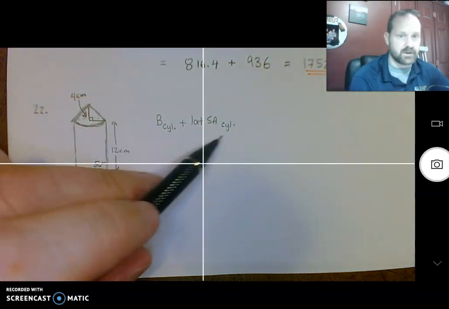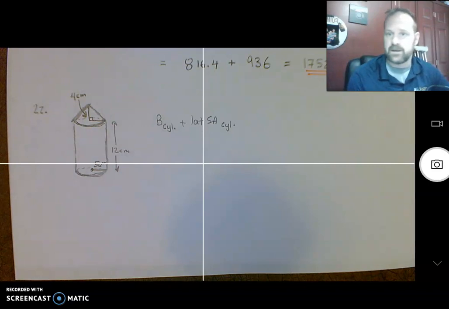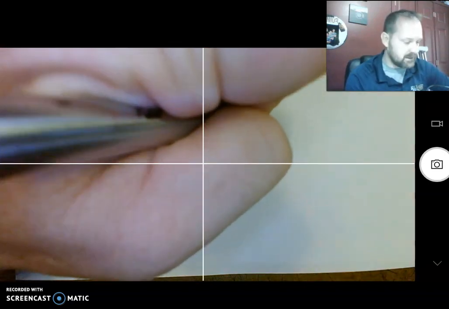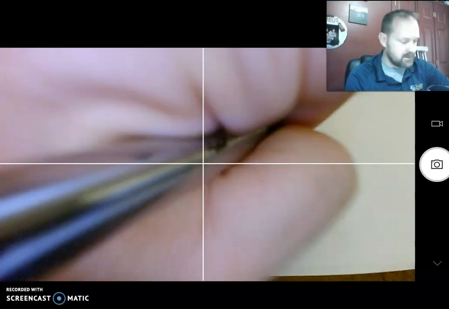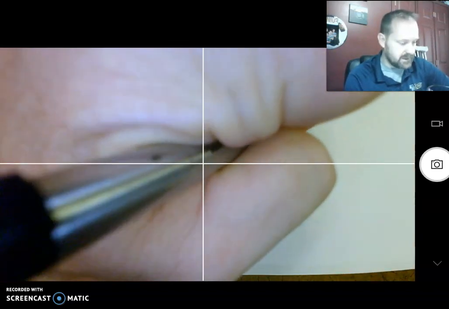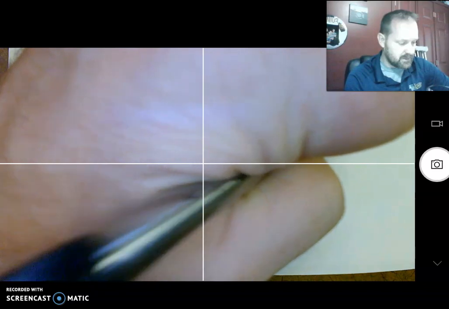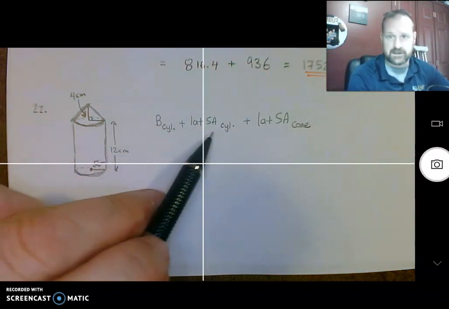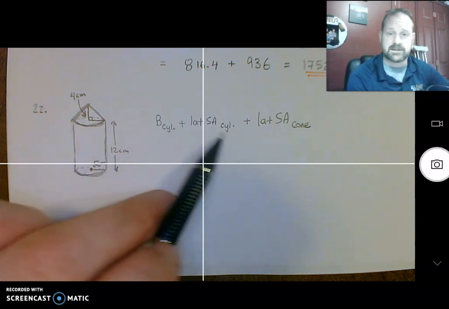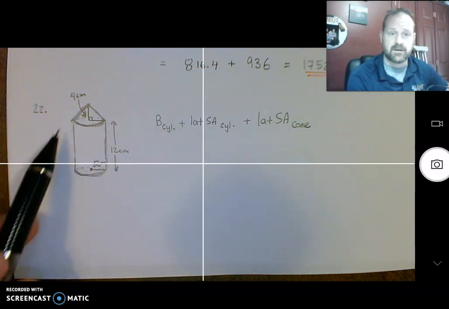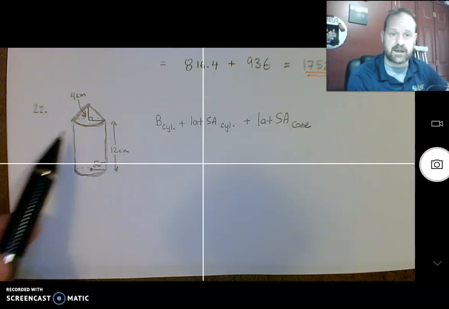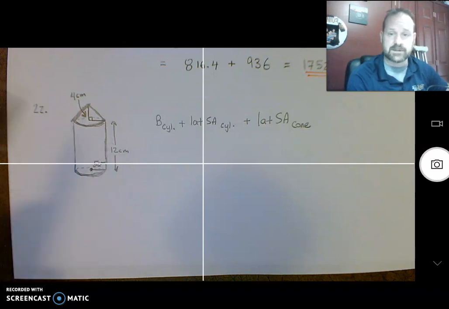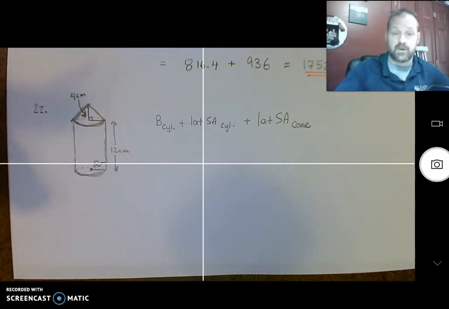This is the work; the rest is just plugging in numbers. The lateral surface area of the cylinder, and then the lateral surface area of the cone. This is the magic line that I love to see. When you're doing your work, I want to see this: the base of the cylinder plus the lateral surface area of the cylinder plus the lateral surface area of the cone. Then I just put in the equations.